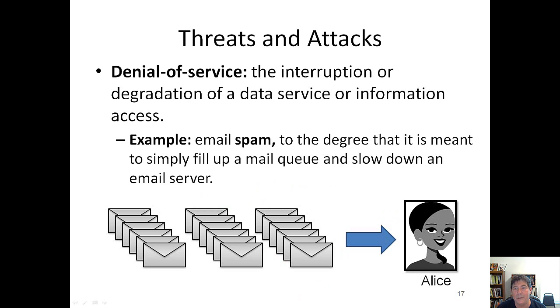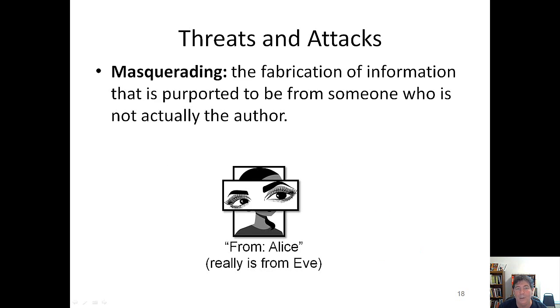Denial of service is the interruption or degradation of a data service or information access. An example of this might be email spam, to the degree that it is meant to simply fill up a mail queue and slow down an email server. Masquerading is the fabrication of information that is purported to be from someone else who was not actually the author. In other words, if something says it's from Alice but is really from Eve.